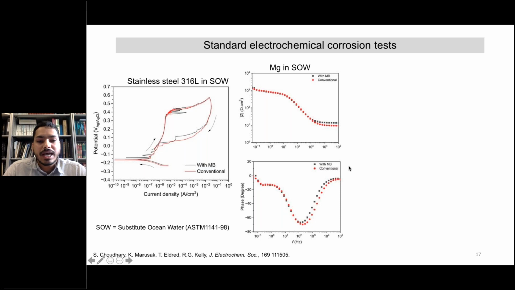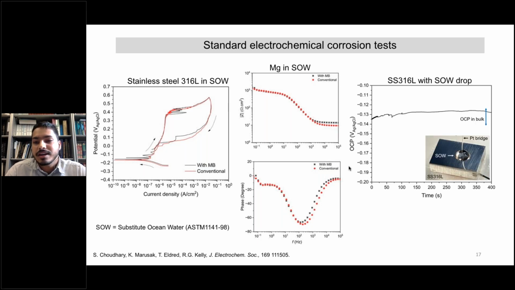And now that we know that we don't need to worry about the size of the wire or the exposure area of the wire, now you can run an electrochemical measurement in a small drop of electrolyte. As you can see here, the graph shows the open circuit potential of stainless steel in a substitute ocean water drop, and the result is almost comparable to what you get with your bulk electrolyte setup. All right, so the metal bridge concept is working almost everywhere. Now the question is, how does it work?